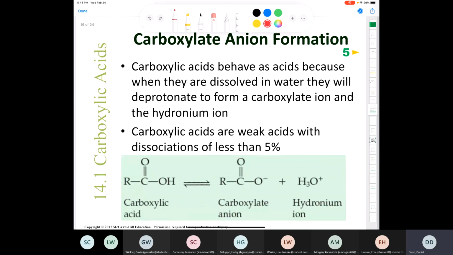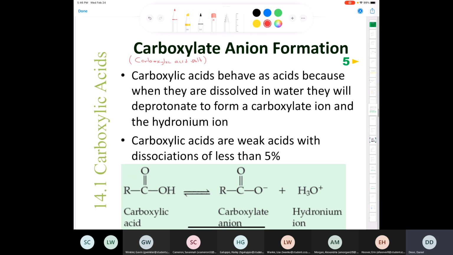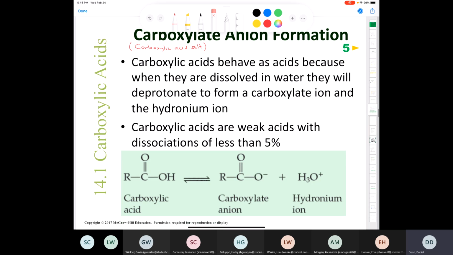Now, what about carboxylates? Okay, now it says here a carboxylate anion formation. Hear ye, hear ye. Listen to me very carefully, people. Whenever you hear carboxylate, another way to describe carboxylate is to call it a carboxylic acid salt. Okay. The thing is when you have a carboxylate, it means an anion, right? It just means something with a negative charge. So when you have a carboxylic acid salt, that's when you actually have like a cation with it. So if you had sodium here, then this would be a carboxylic acid salt.